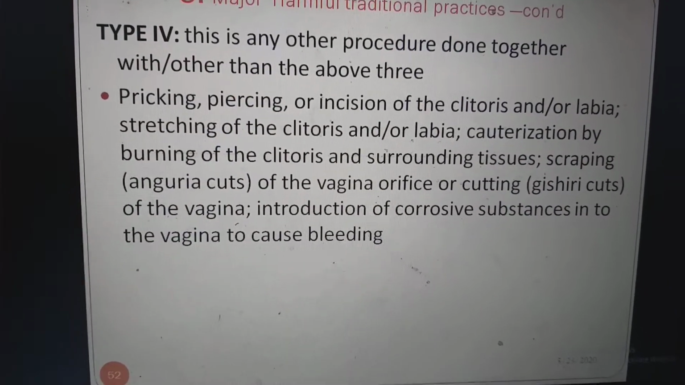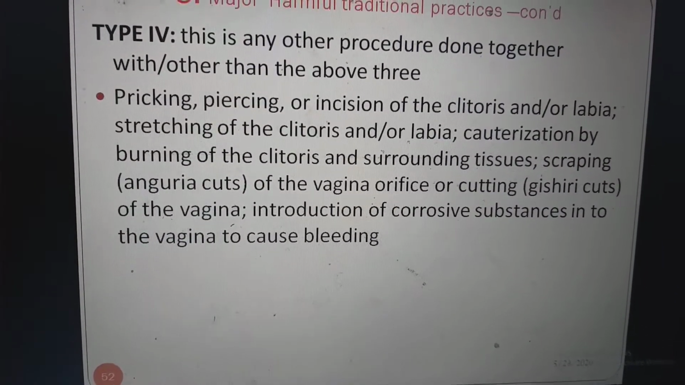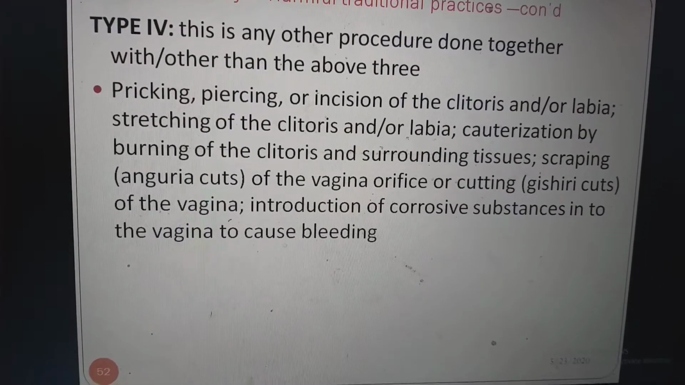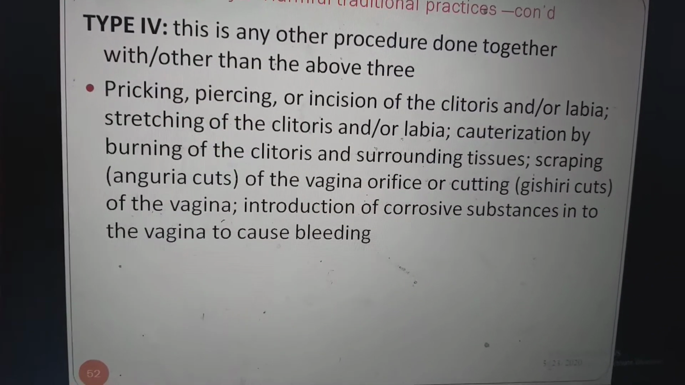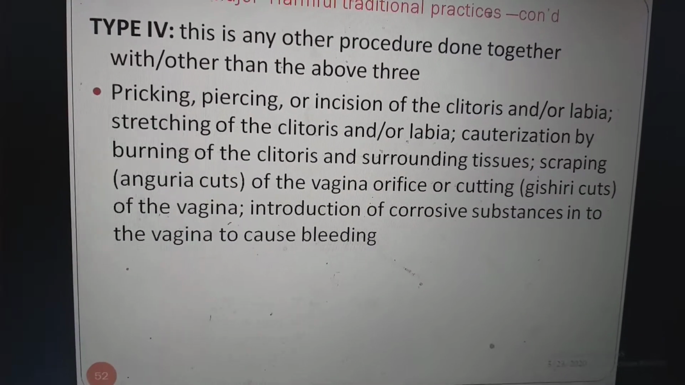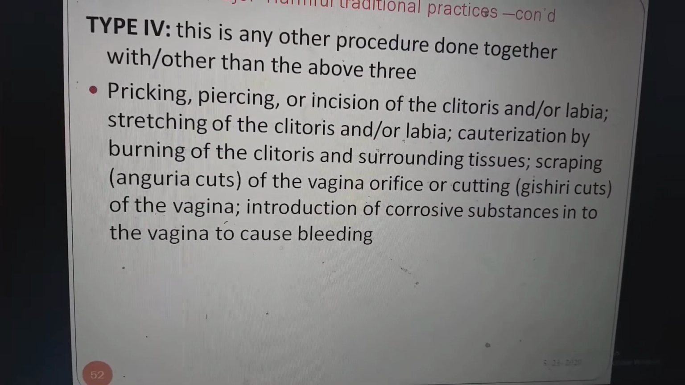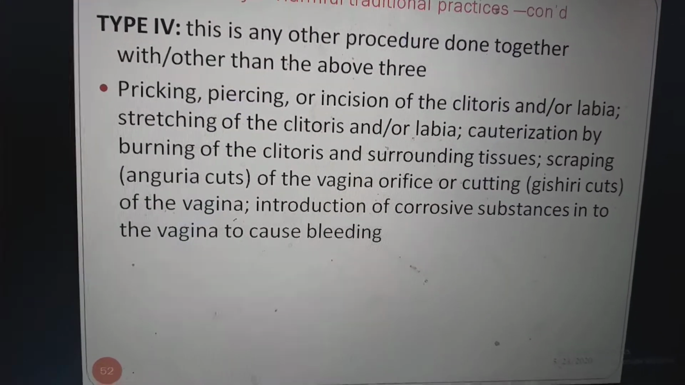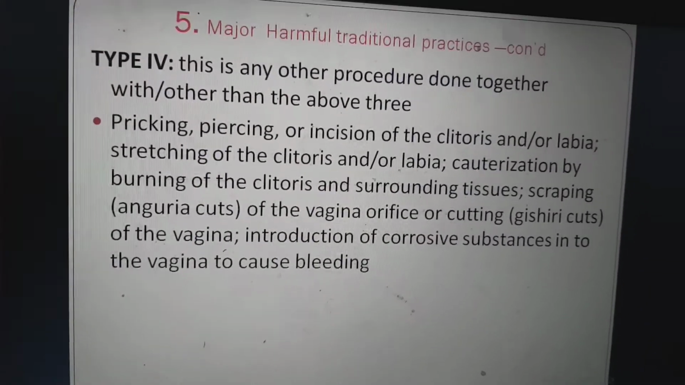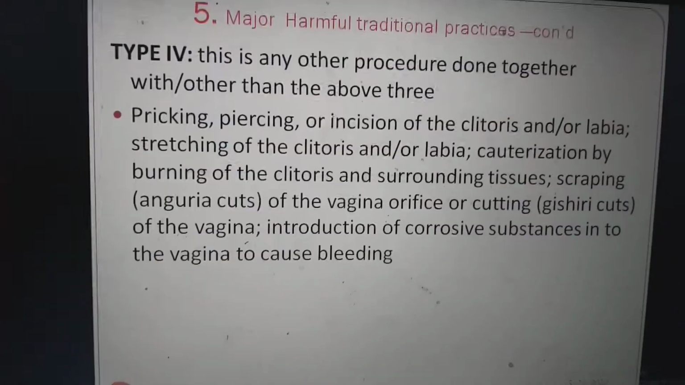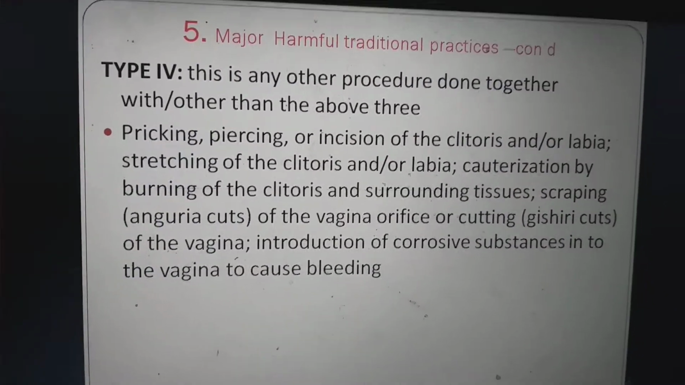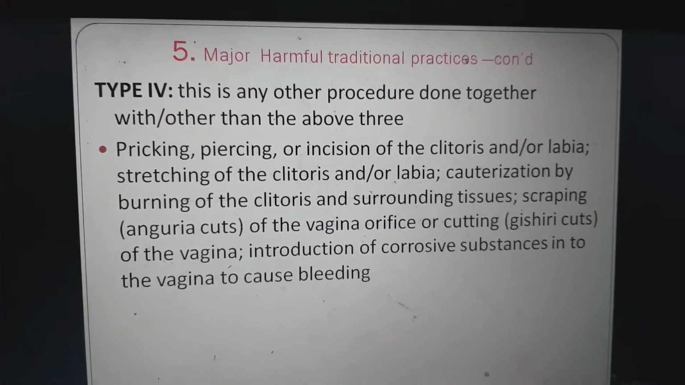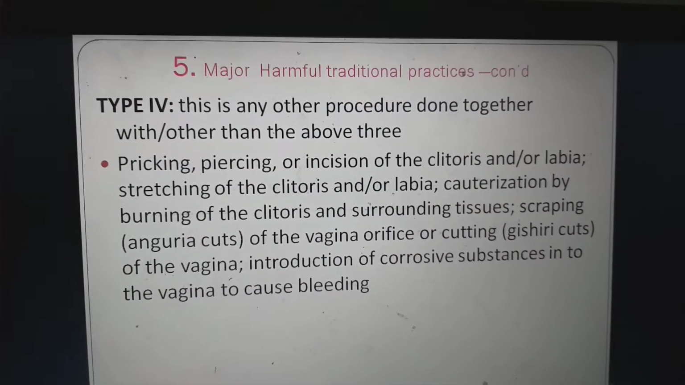Scraping, that is angurya cuts of the vagina, or cutting, gishiri cuts of the vagina. Introduction of corrosive substances into the vagina or birth canal to cause bleeding. This is the most serious. Therefore, these are the 4 major types of female genital mutilation.